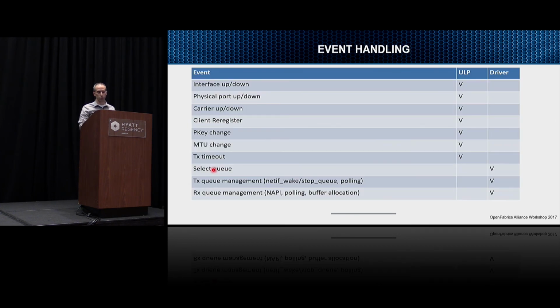In this slide, we show which event handling is being done in the ULP and which in the driver. So interface up, down, physical port up, down, the link state, the re-registration towards the subnet manager, PKey change. PKey change is the updating of the partition table of the NIC, similar a bit to VLANs in Ethernet, MTU change by the SM, and transmit timeout. All of these are existing code that is there in the ULP, and we would like to reuse that also in enhanced mode since it's not data path critical code.